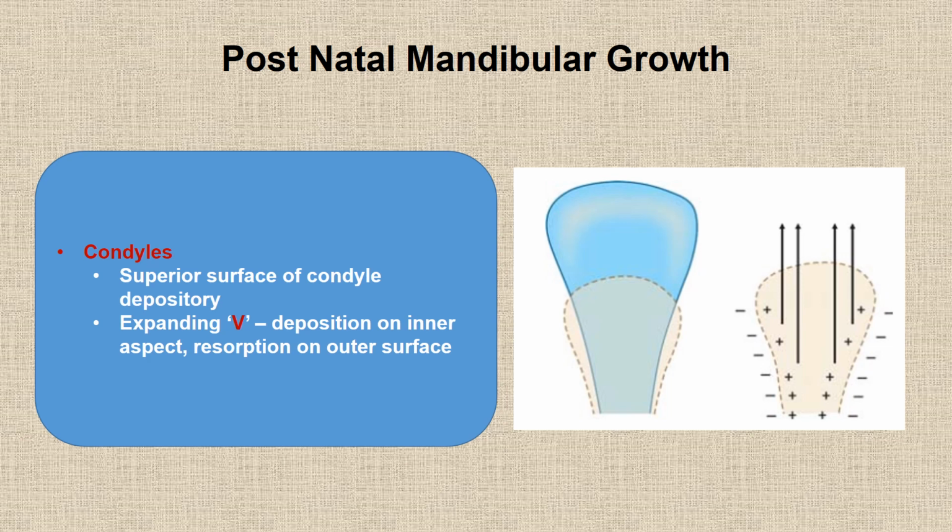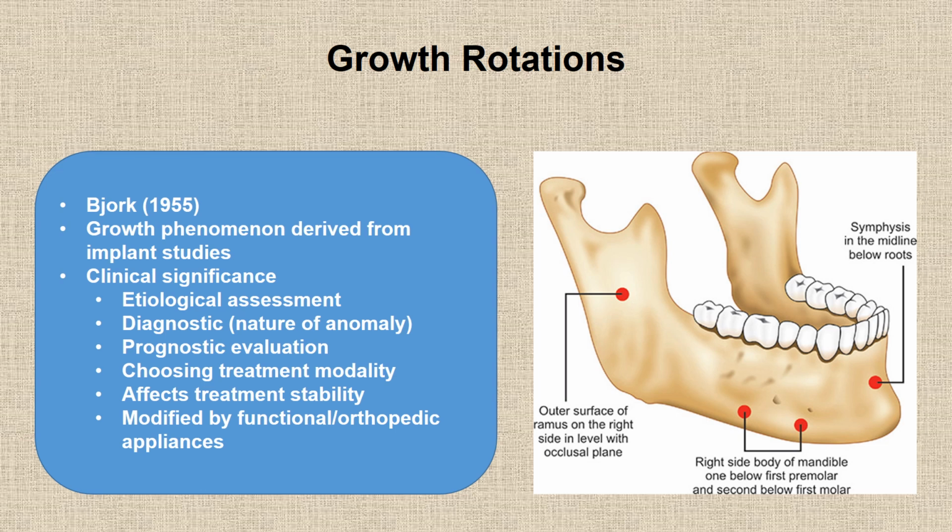Now, the superior surface of the condyle undergoes bone deposition, and it also moves in an expanding V configuration, and there's deposition on the inner aspect and there's resorption on the outer surface. Now, let's have a look at the concept of growth rotations. Growth rotations were derived from the implant studies done by Bjork in 1955.